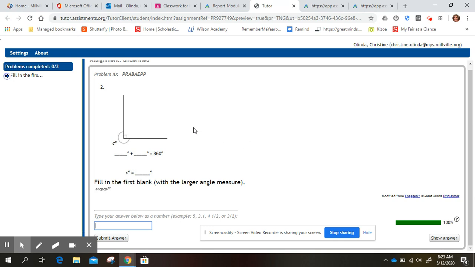Mine looks a little different than yours. So it says fill in the first blank with the larger angle measure. Well, I know that this is a right angle, so this must be 90 degrees. So that would be the smaller one. And I know that the whole thing, the whole circle, would have to be 360. So what number could I add to 90 to get 360? To solve that, I'll need to subtract.